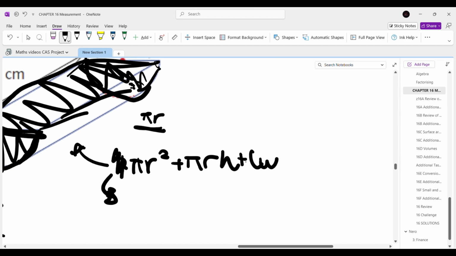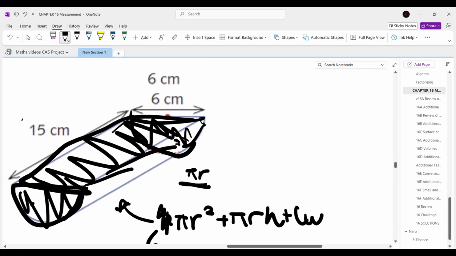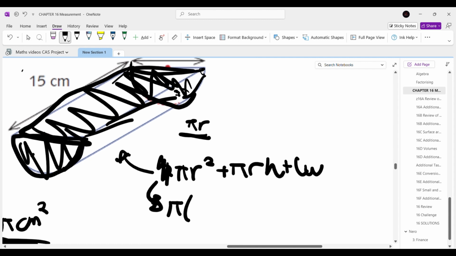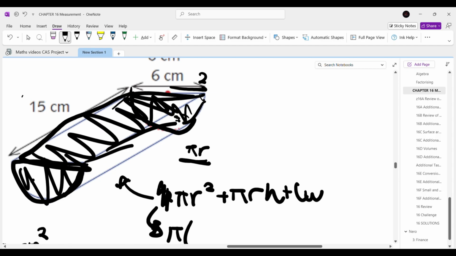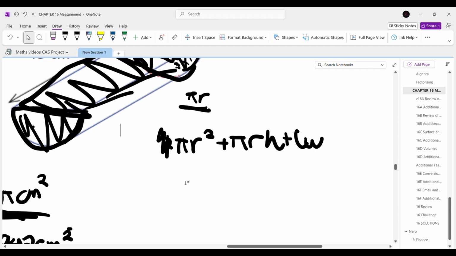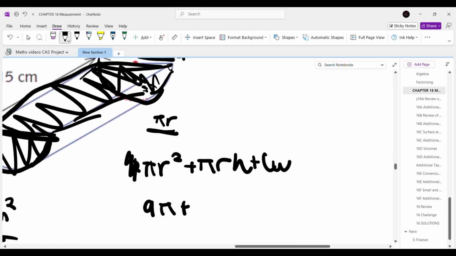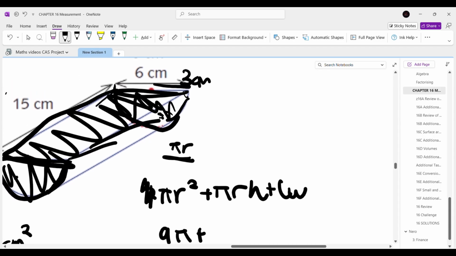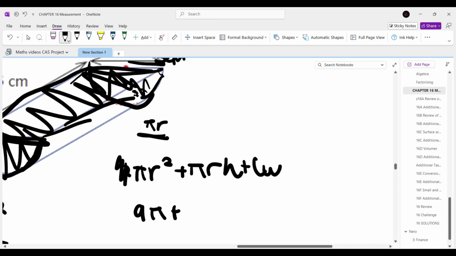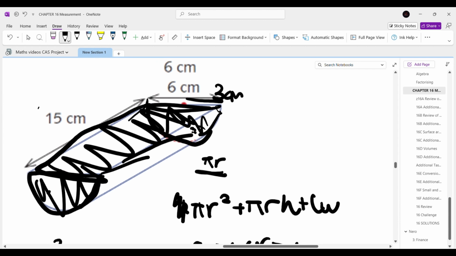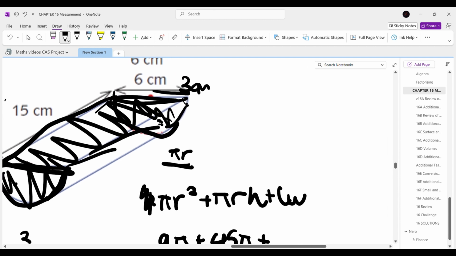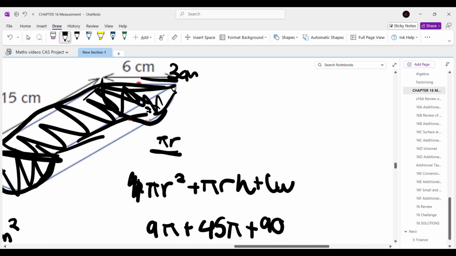Now, let's simplify this down. We got pi r squared. R is just 3 in this circumstance, because remember, it's half your diameter. So 3 squared is 9, so this simplifies down to 9 pi plus, we got 15 times 3 here. 15 times 3 is just 45. So we've got 45 pi plus length times width, which is 6 multiplied by 15, which is 90.